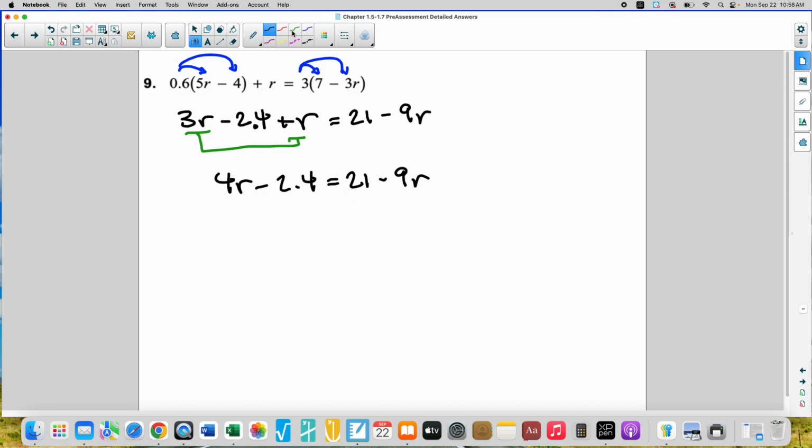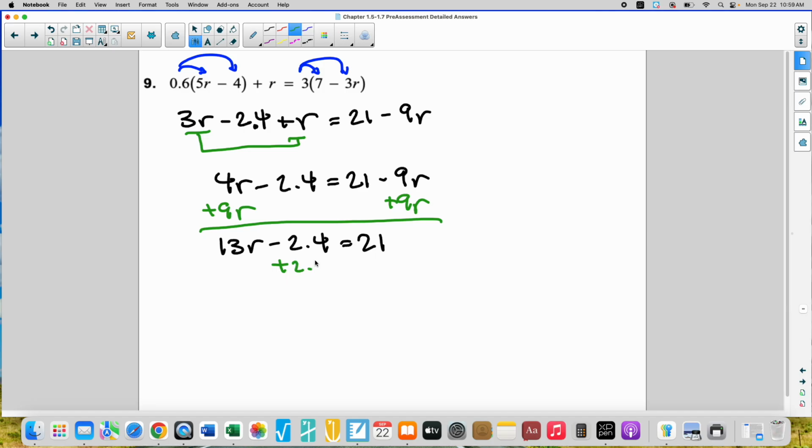Let's move the variables. I'm going to add 9r, which simplifies to 13r minus 2.4 equals 21. Let's add the 2.4, add the 2.4. 13r equals, what's that, 23.4? All right, we're going to check, make sure that's 3. Yes, that's 2.4. That's okay. So we're going to divide by 13. And I'm assuming that's going to go in.